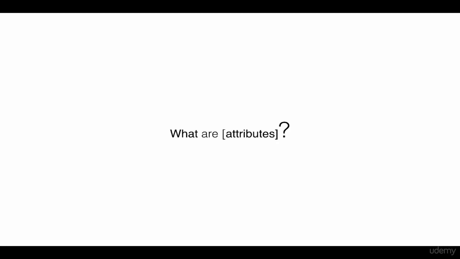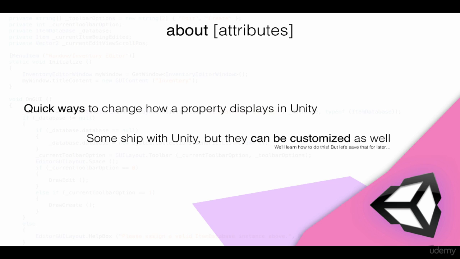So before we actually jump into learning what attributes are and what they do, let's first go over a few details that I want to pass to you guys. So what are attributes? Basically, attributes are quick ways to change how a property displays in Unity. A property always has some basic behavior. It always uses the basic Unity layout.